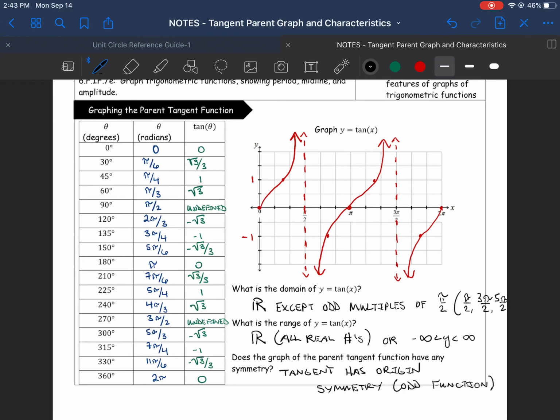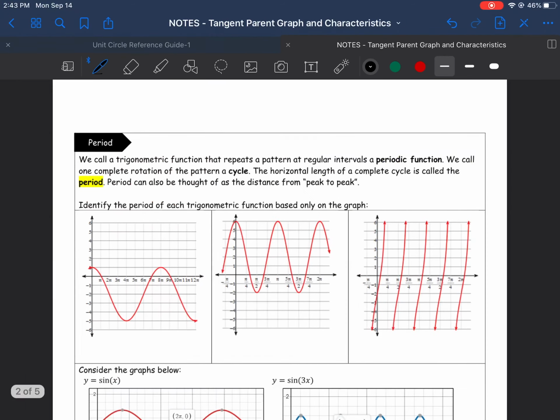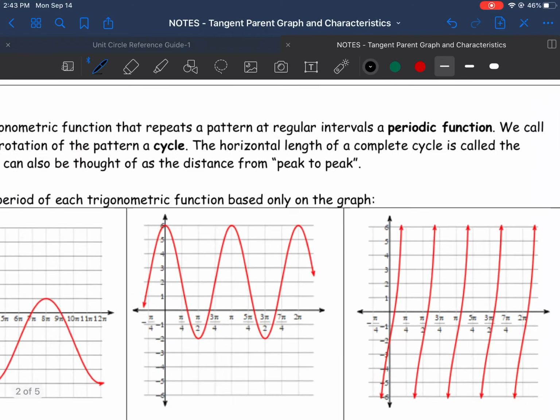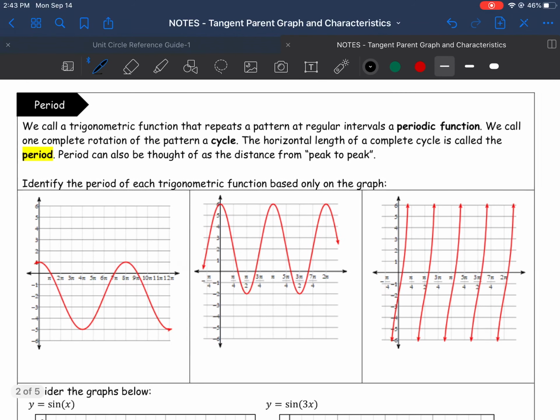Okay, so far in the previous video we talked about cosine having y-axis symmetry, so cosine is an even function. We saw that sine has origin symmetry, so sine is an odd function. And now we can see that tangent also has origin symmetry, so tangent is also an odd function, similar to sine.